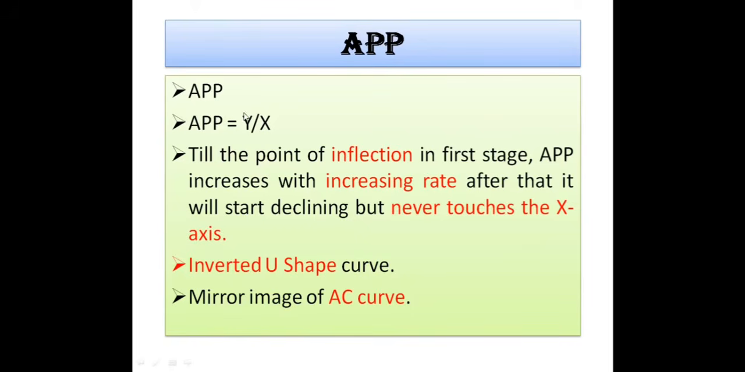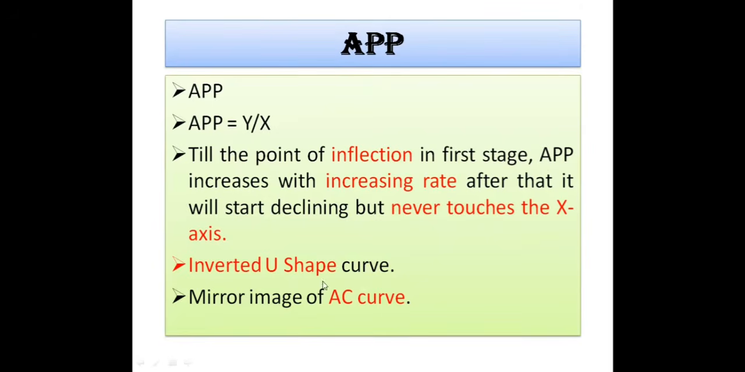Okay. So by this formula, you can get the average physical product. In this case also, till the point of inflection in the first stage, APP increases with increasing rate. After that, it will start declining, but never touches the x-axis. I have told you, APP will decline in stage 2 and 3, but it will never touch the x-axis. That means it will never be 0, it will never be negative. It will always be positive.